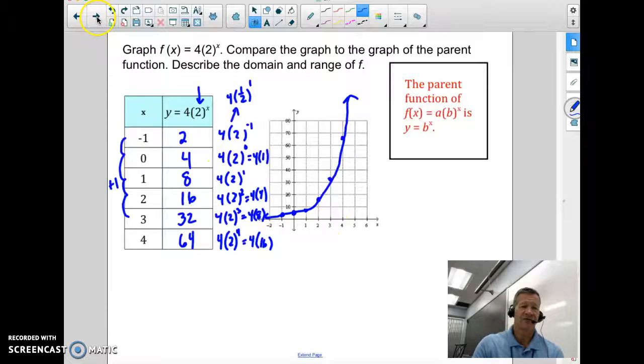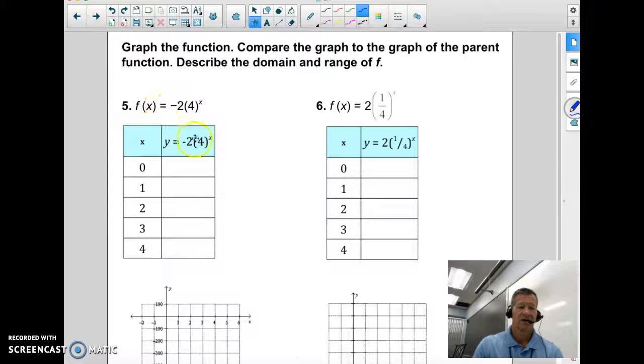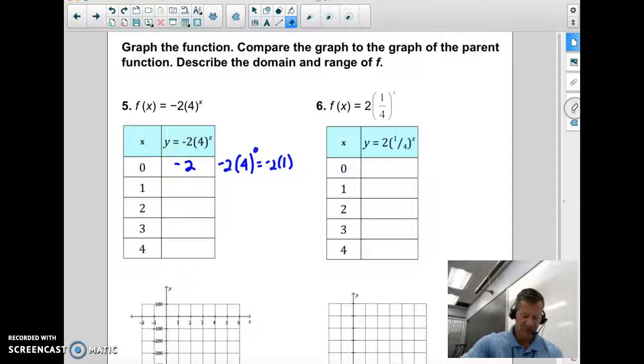Now you have another problem: negative 2 times 4 to the x. So for this one, let's start again. Let's put in 0. So we've got negative 2 times 4 to the 0 power. Well, what did I tell you? Anything to the 0 is 1. So that's negative 2 times 1, which is negative 2. On my graph, I go 0, negative 2.